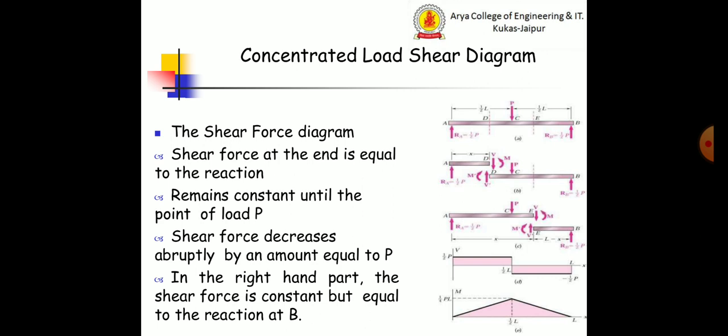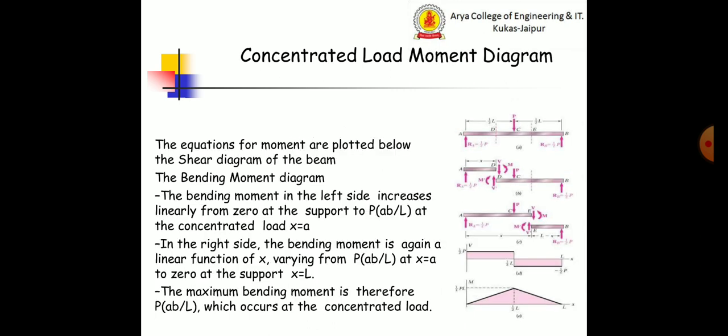the shear force diagram. The shear force at the end is equal to the reaction and remains constant until the point of load P. The shear force decreases abruptly by an amount equal to P. In the right hand part, the shear force is constant but equal to the reaction B. The equations for moment are plotted below.